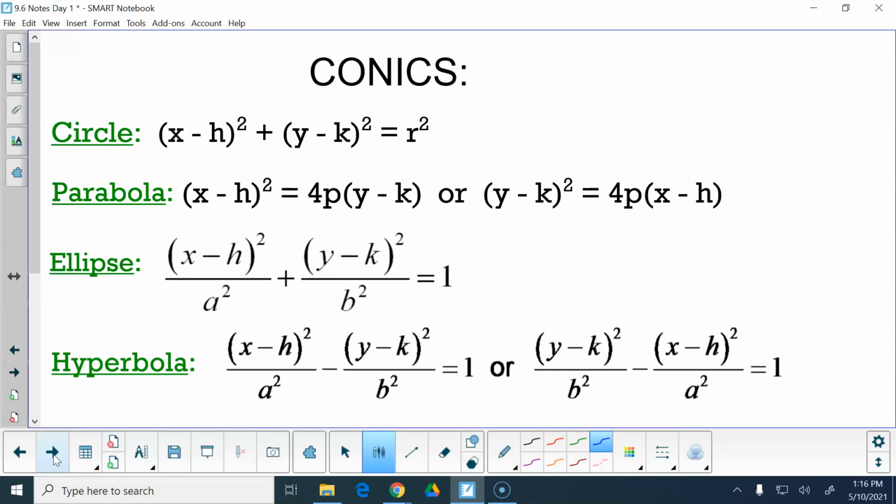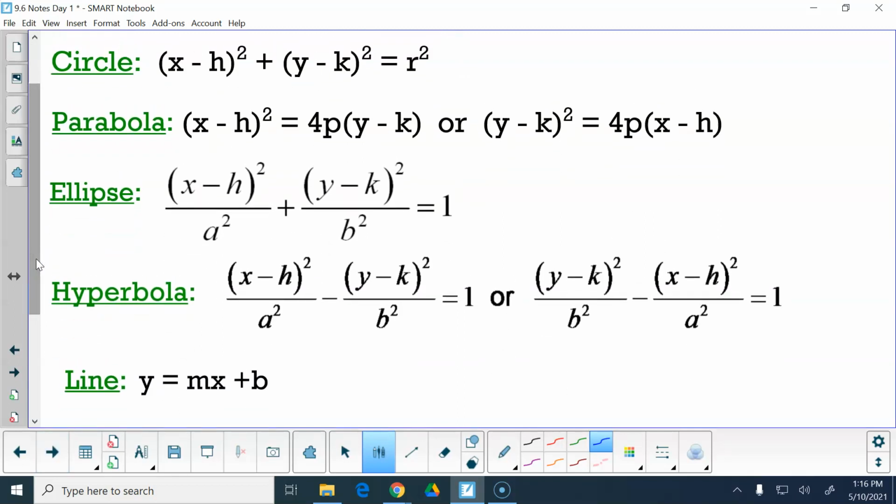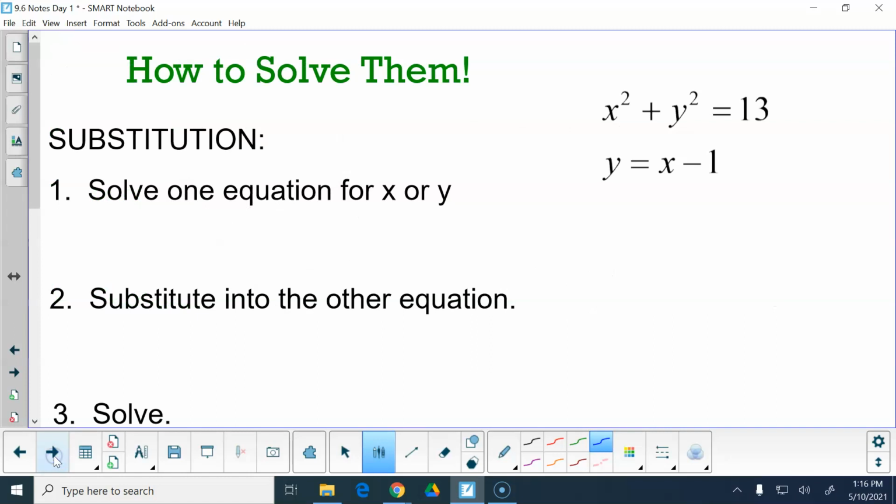So here are our conic sections again. You have those written down for you. And then we just added a line. So your system of equations is going to consist of two of those five. Okay? Where at least one of them is from the top four. All right. So let's dive right into it head first.